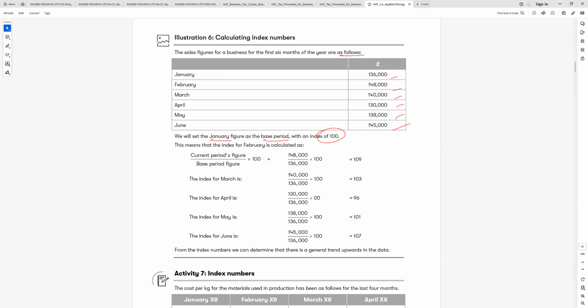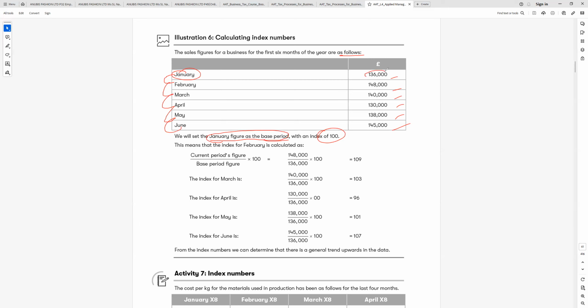We'll set January as the base period. So January, we're comparing January with February, with March, with April, with May and June. So January is my base. So I'm comparing, compared to my January, is the price more in February, more in March, how much increase in April, how much in May. So you can say, okay, from January, the price increase in May is this, April is this. So I'm comparing everything with January.